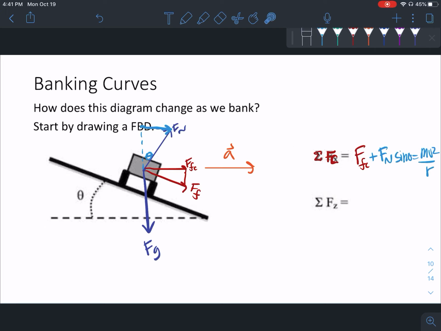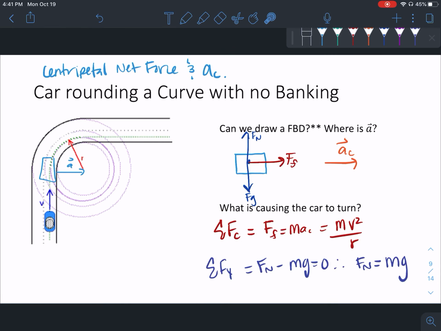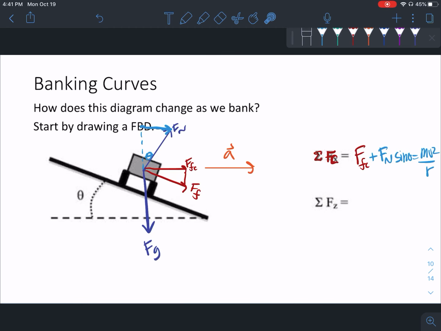And why this is interesting is notice when we are on the other side, when you are not banking, the only thing that is helping you make the curve itself is your force of friction. But as soon as you start banking it, your force normal actually adds to that centripetal force. That force normal is helping you turn that curve. That's a really hard phrase for me to say. But that is why we bank.